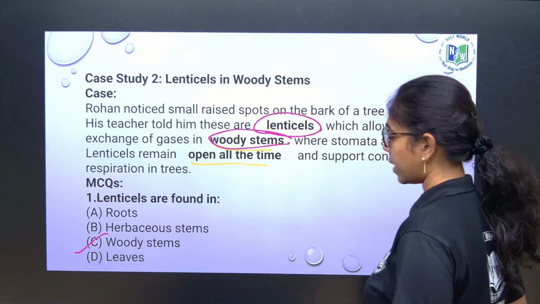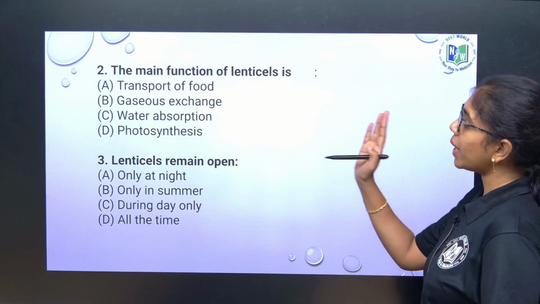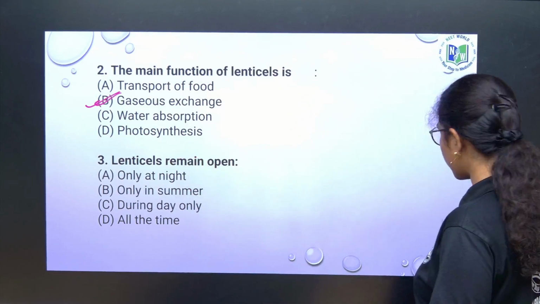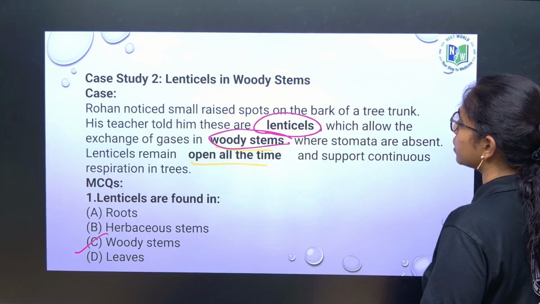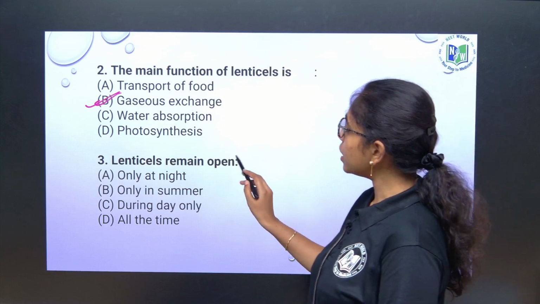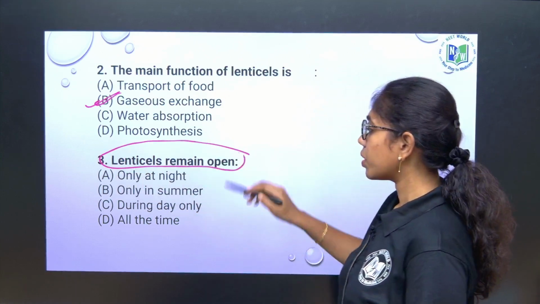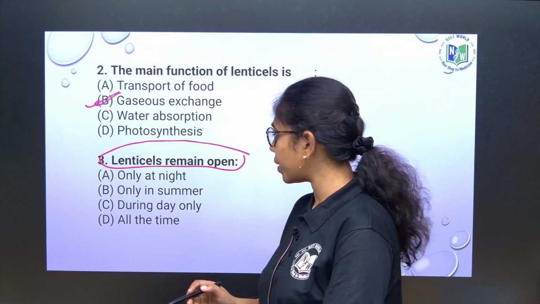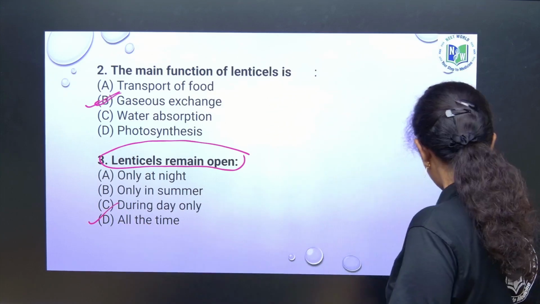Directly you can answer. Second question, the main function of lenticels is what? Gaseous exchange. That is also given. Okay, the main function of lenticels is what? Gaseous exchange. Next, if you see, lenticels remain open completely all the time. It is not like daytime and night time, it is open completely all the time.